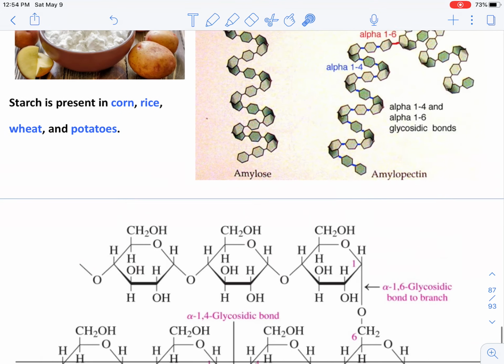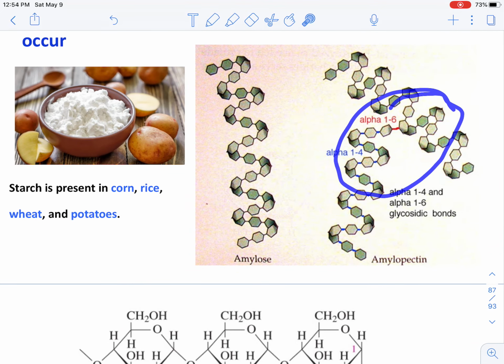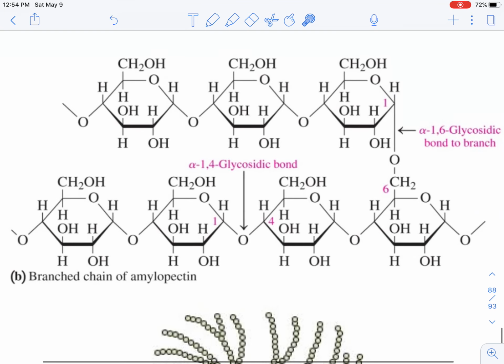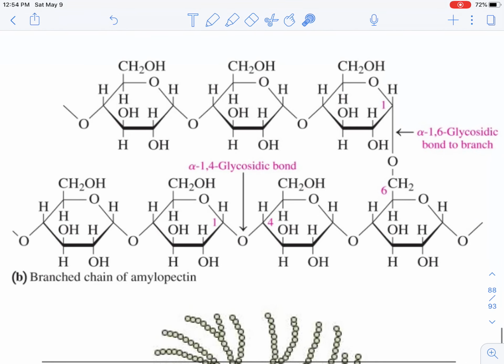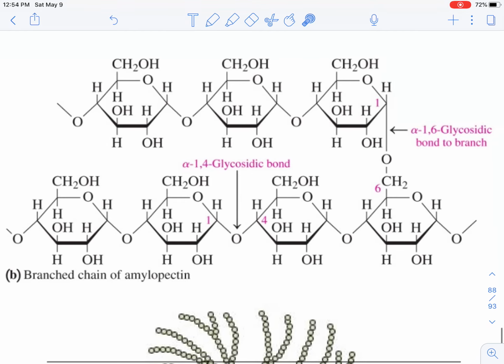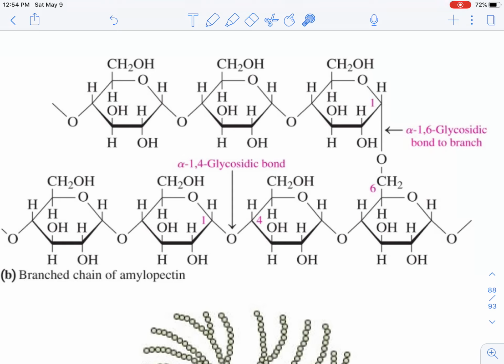Now, if we zoom in, we're just going to look at this section right here. We're going to understand the name of the glycosidic bond between two monosaccharides that are in a straight chain, and we're also going to look at it when it's branched. All right, so if we focus on this point, this is our anomeric carbon. It's to the right of the oxygen. Notice that the oxygen is pointing down, so we know that that's alpha.